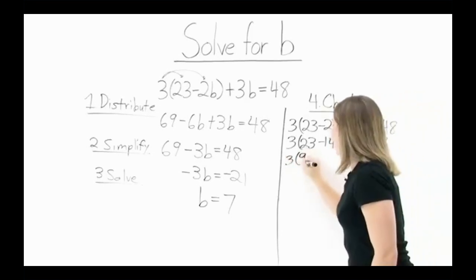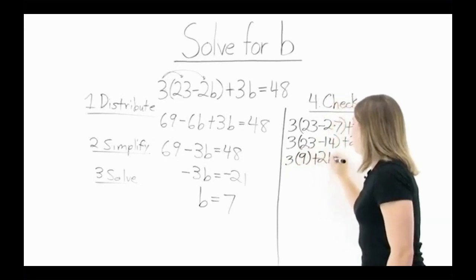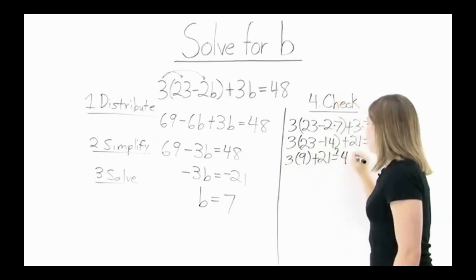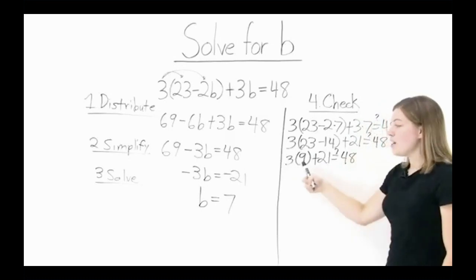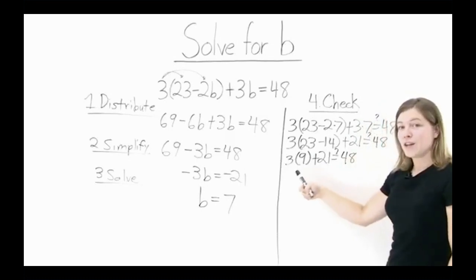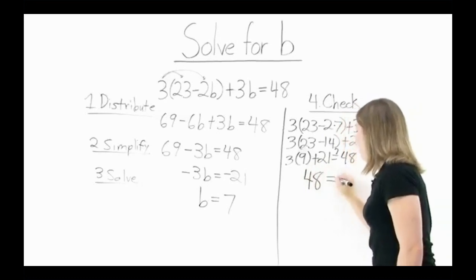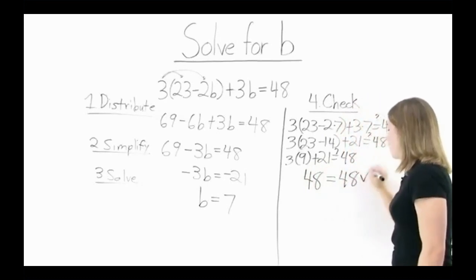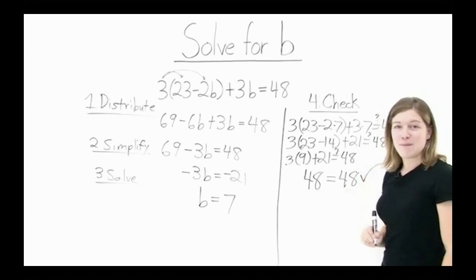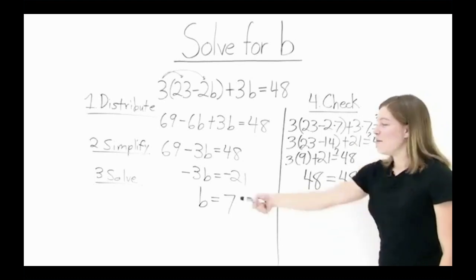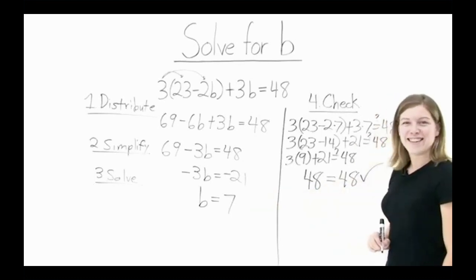3 times 9 plus 21, is that equal to 48? Well, 3 times 9 is 27, and 27 plus 21 is 48. And 48 equals 48. So we get a true statement. That means our answer, b equals 7, is correct.